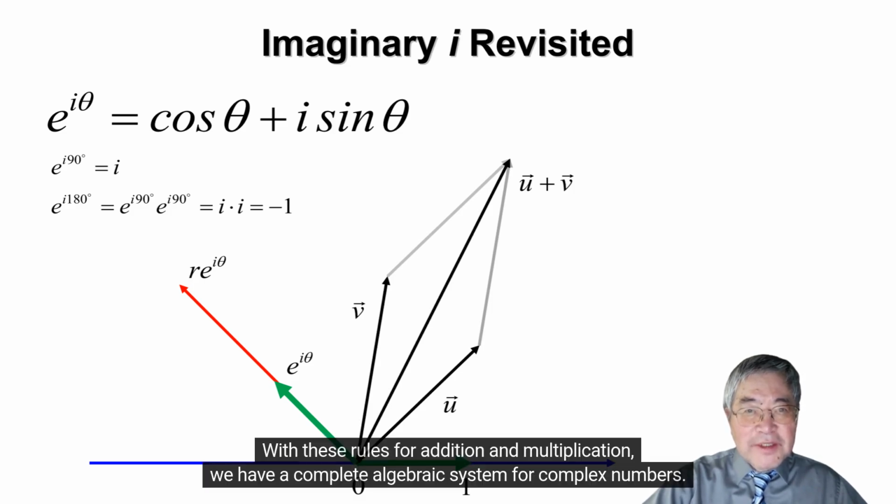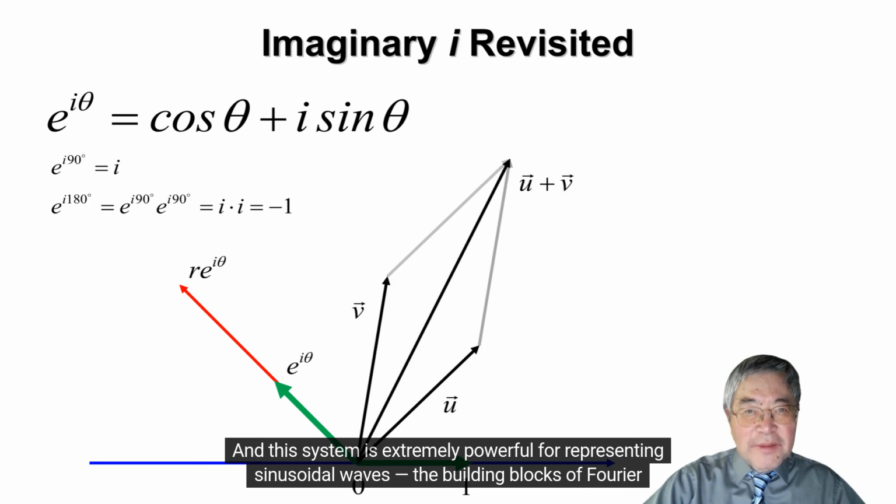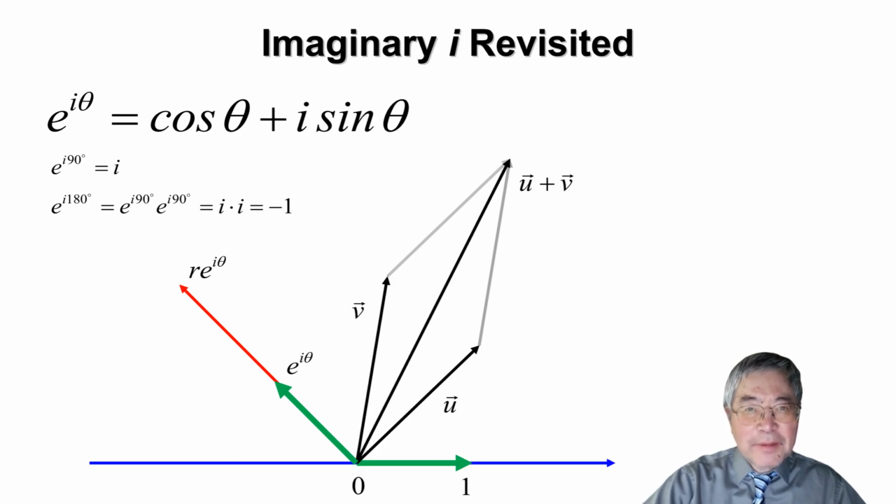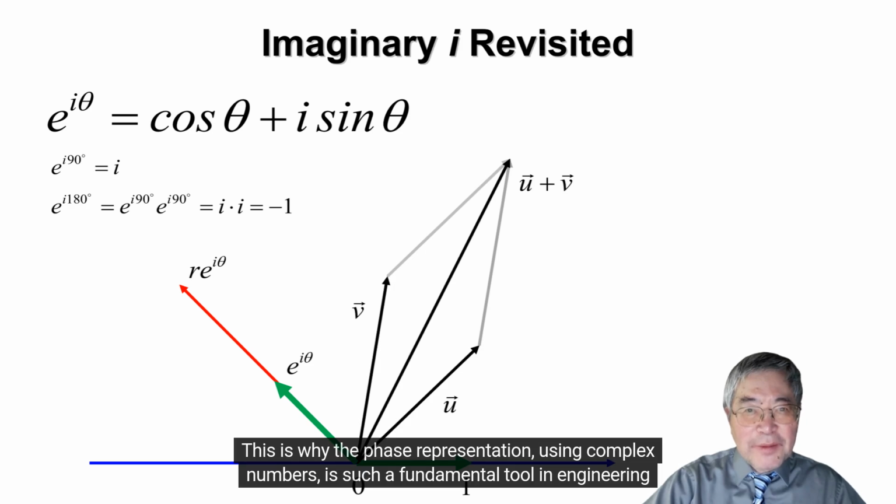With these rules for addition and multiplication, we have a complete algebraic system for complex numbers. And this system is extremely powerful for representing sinusoidal waves, the building blocks of Fourier analysis, as well as for solving wave equations in fields like ultrasound and electromagnetics. This is why the phase representation using complex numbers is such a fundamental tool in engineering and physics.